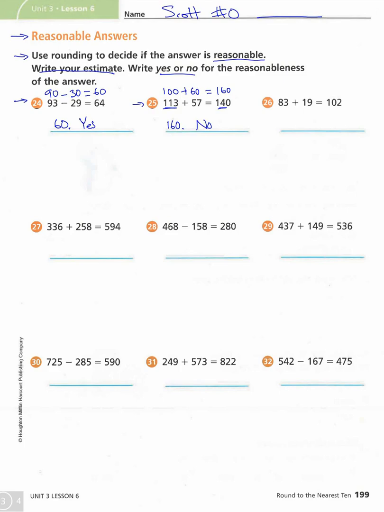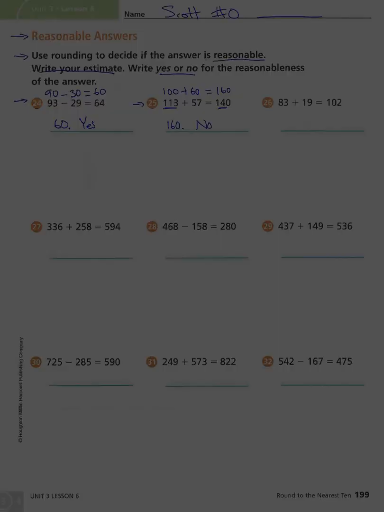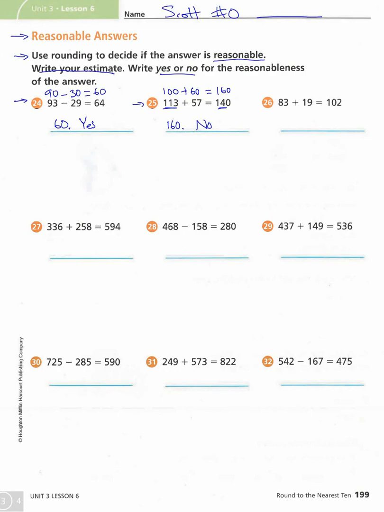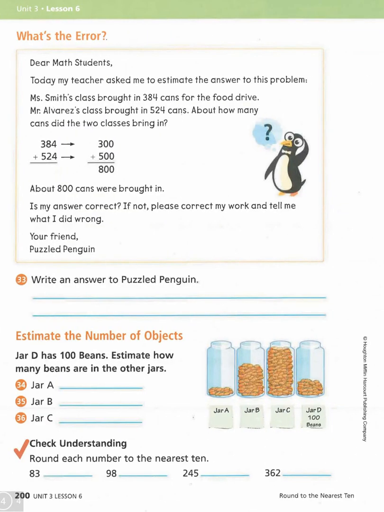All right, so hopefully that helps you know what you're supposed to do on this page. So go ahead, pause the video, finish this page, and then when you're ready to go, start it back up, and we'll look at the last page. All right, so now we're going to move on to the last page of the lesson, and go ahead and put your name, number, and the date up here, and then you can pause the video. When you're ready to go, start it back up.